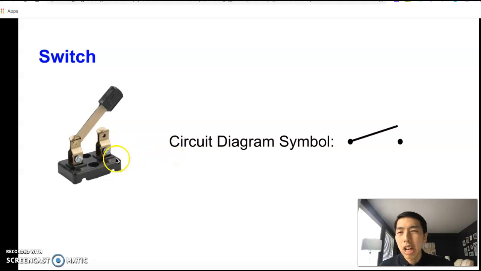So in a circuit diagram, we don't draw this complicated thing. We draw something a lot simpler. This, where my mouse is, this is what we draw for a switch. So I have two dots representing the two ends of the switch, and then just a line coming out of one of the dots, and that represents the bar. Okay, this bar right here that can either be opened or closed. All right, so those are the main symbols that you're going to be using to draw circuit diagrams.